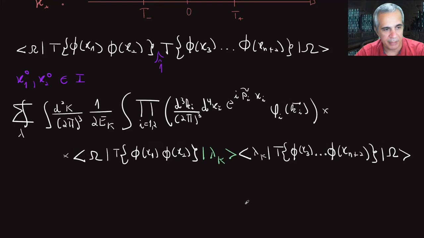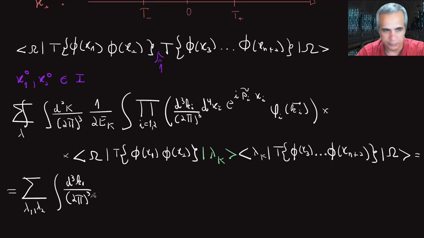What I will assume is that if these are sufficiently localized in position space, I can write this as a product of just one particle state with some momentum k1 and another one particle state with some momentum k2. In that case, I can rewrite this expression as the sum over lambda 1, lambda 2. So now I have two independent indexes that take care of the two particles that I have here. This integral appears twice, d3 k1 over 2 pi cubed, 1 over 2 E of k1. Same thing for k2.